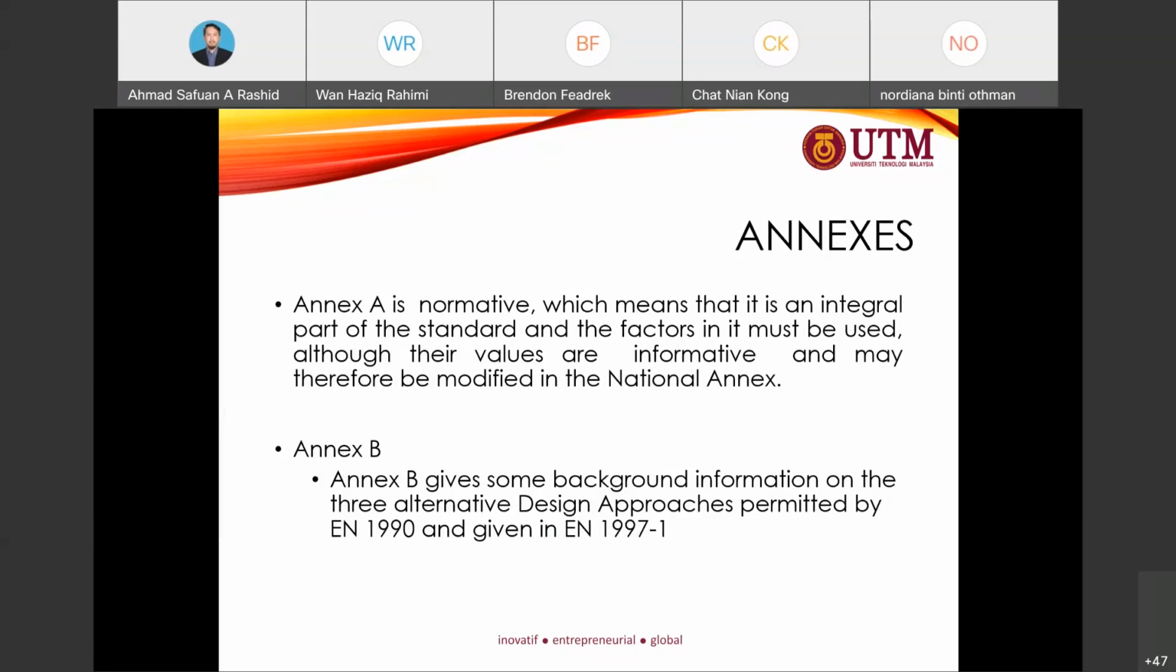Then in the standard we also have Annex B, where Annex B gives some background information on the three alternative design approaches permitted by EN 1990, and given in EN 1997 as well.